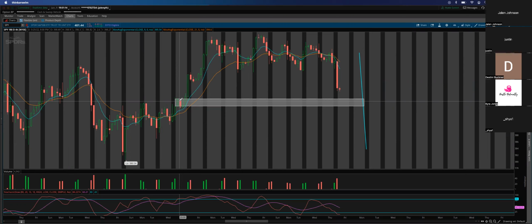What is an imbalance move? An imbalance move is when one side, buyers or sellers, exceeds the other. So if we have a push up, that means the buyers have exceeded that zone.